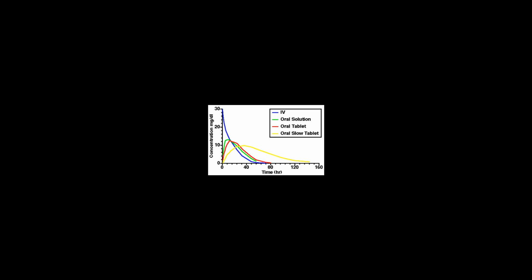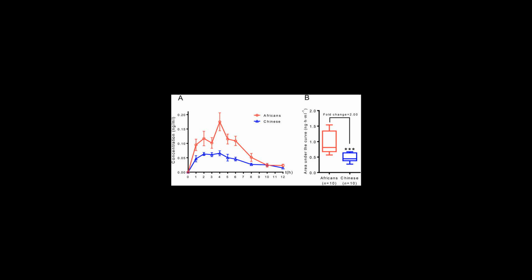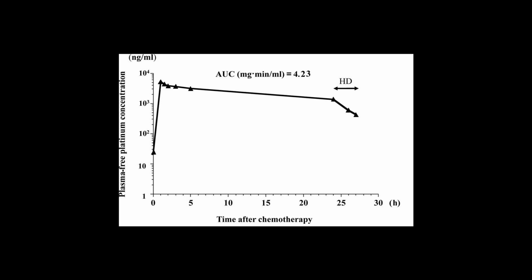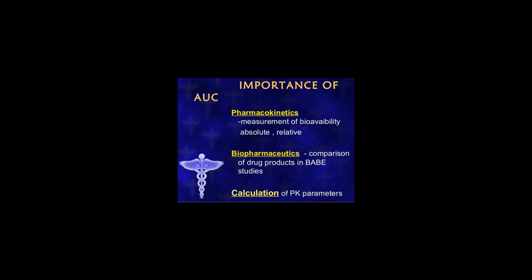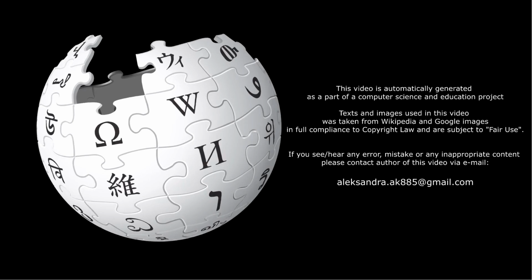Relative bioavailability compares the bioavailability between two different dosage forms. Again, the relative AUCs are used to make this comparison, and relative doses are used to normalize the calculation. F_rel equals AUC dosage A over AUC dosage B, times dose B over dose A.